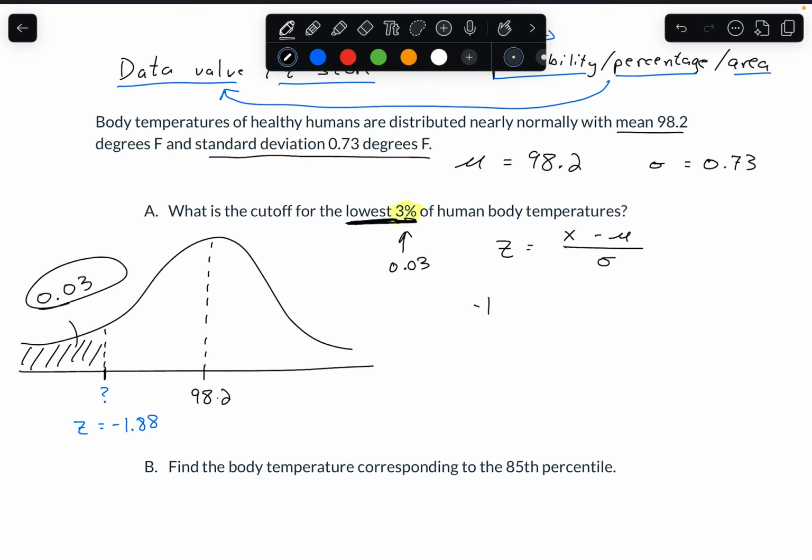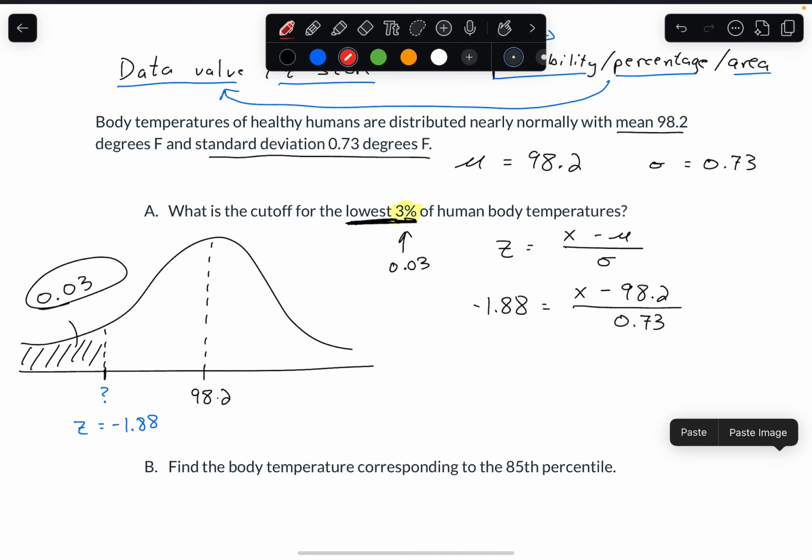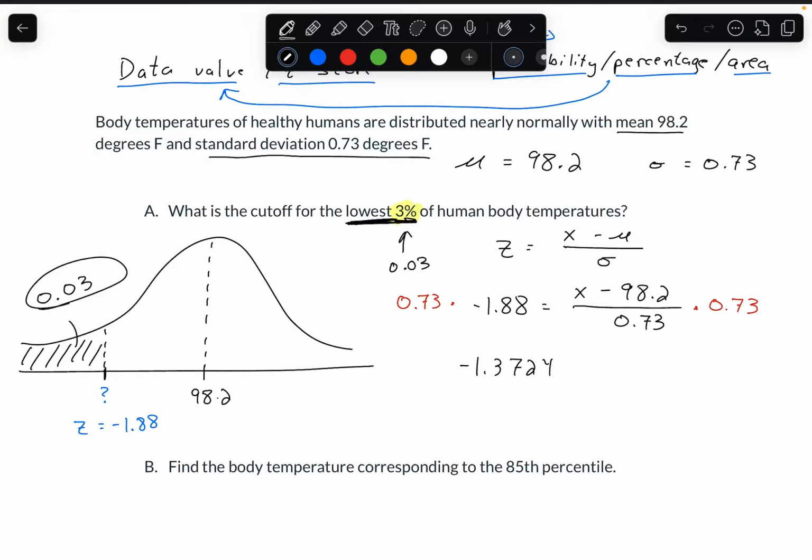So z is negative 1.88 is equal to x, I don't know what that number is, that's what I'm trying to find, minus the mean, 98.2, divided by my standard deviation, 0.73. And then at this point, we just have a little bit of algebra to do here. So if I want to get rid of this 0.73 in the denominator, I'm going to go ahead and multiply both sides by 0.73. So negative 1.88 times 0.73, that will give me negative 1.3724 is equal to x minus 98.2.